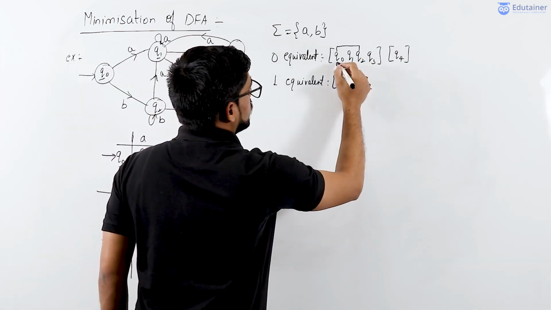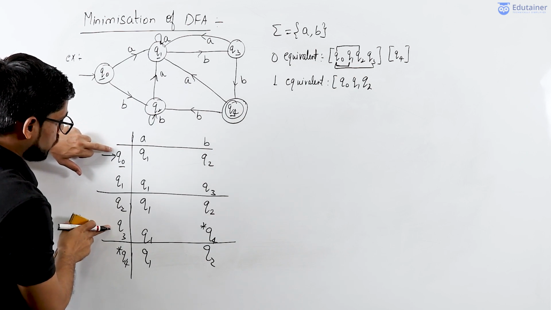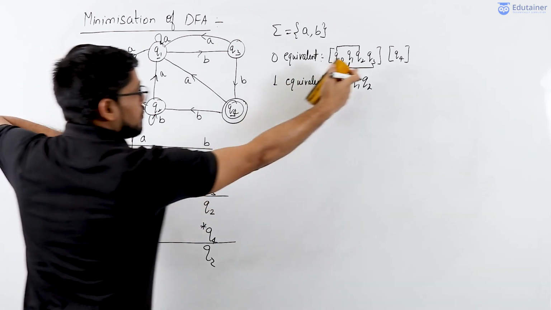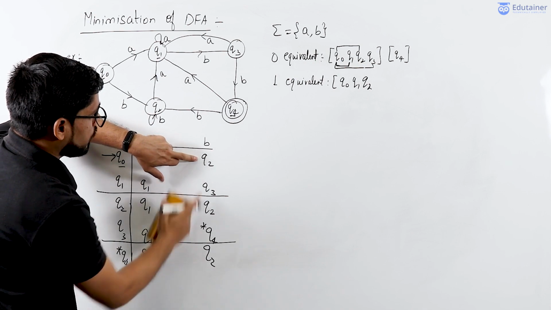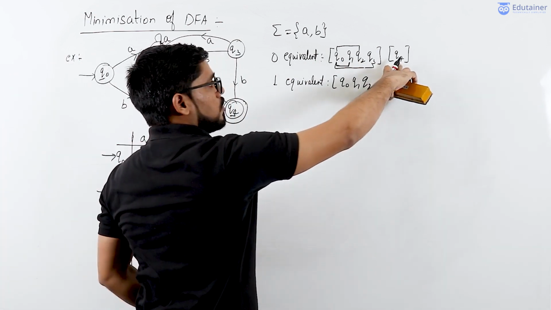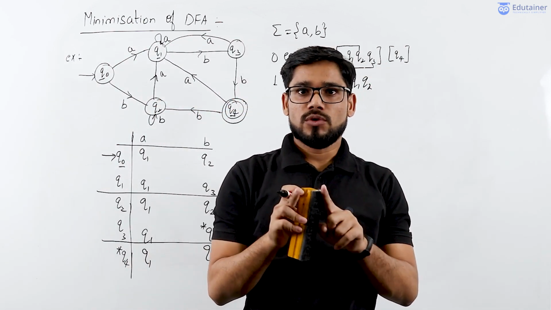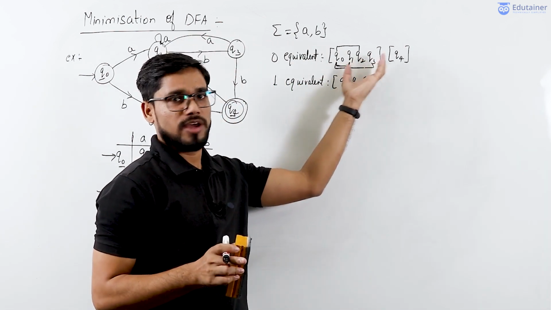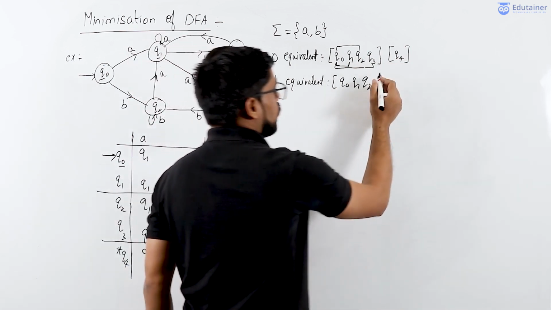Now consider Q0 and Q3. Q0 and Q3 on small a will go to Q1, which is in the same box, and on small b they will go to Q2 and Q4, but Q4 is in a different box. Whenever you compare two states and they go to two different boxes, one non-final and the other final, that means they will not come together.